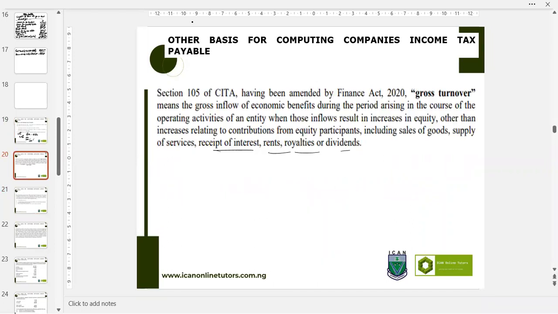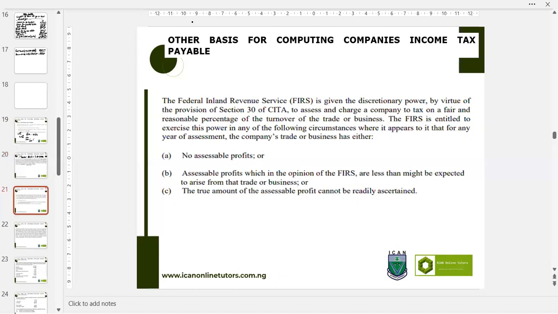I hope you are aware that we have moved to the gross turnover basis. We have moved to the turnover basis, or you take it as gross turnover. So in line with what? In line with Section 30 of CITA. In line with this section, the FIRS has the discretion to assess and charge the company to tax on a fair and reasonable basis based on the turnover of the trade or business. So the FIRS is entitled to this power in any of the following circumstances.